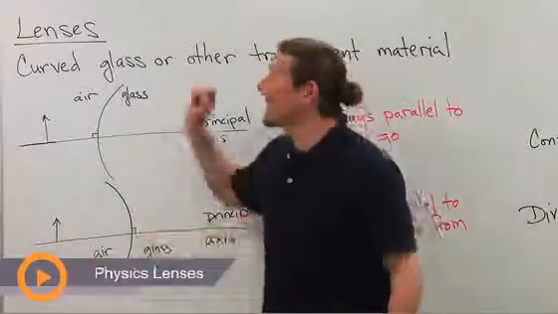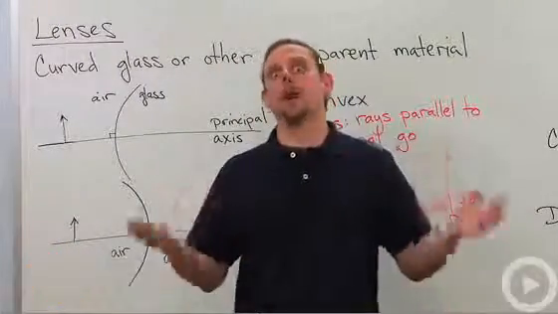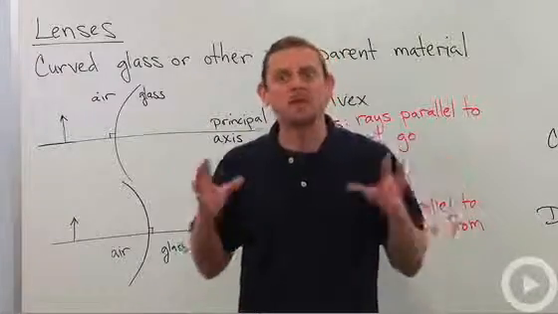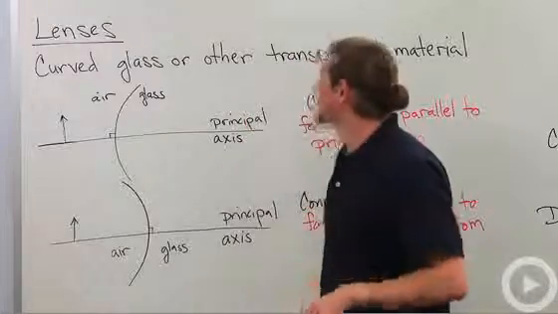So let's talk about lenses. A lens is a curved piece of glass or some other transparent material that we're going to use to focus light and generate some images. So let's see how it goes.